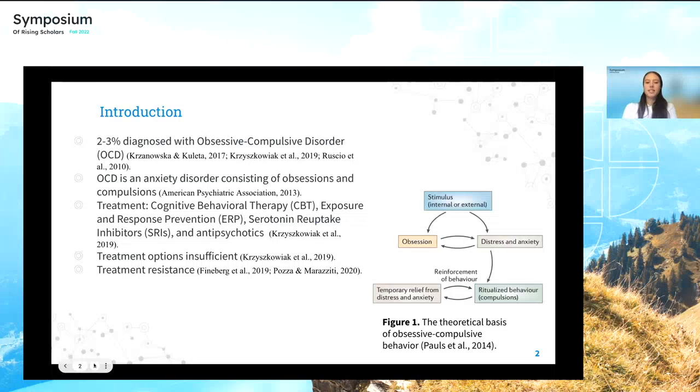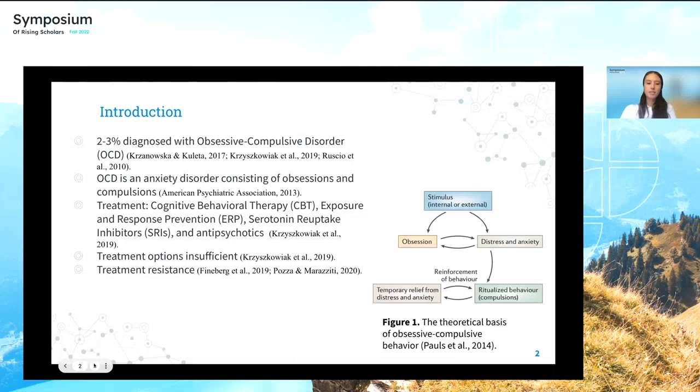Recent estimates suggest that 2 to 3% of the population has been diagnosed with obsessive-compulsive disorder. OCD is a mental health disorder that consists of obsessions, which are persistent and distressing thoughts, images, doubts, or urges, and compulsions, which are interfering and ritualistic mental or physical behaviors the individual feels compelled to perform in order to alleviate distress and/or prevent negative outcomes.